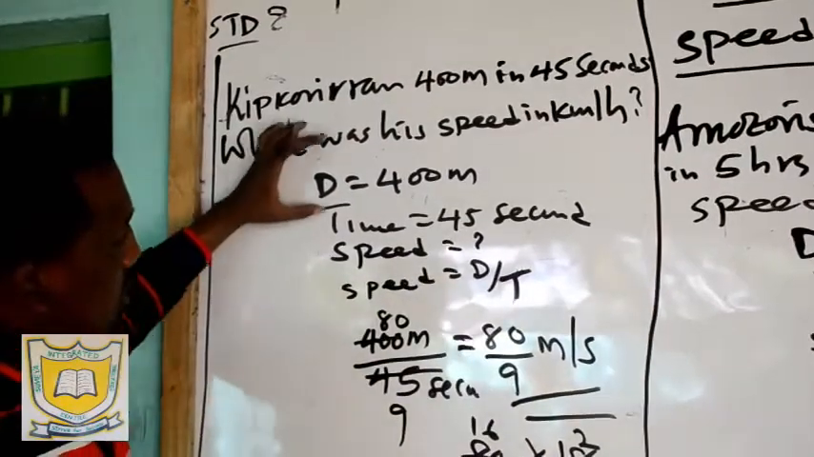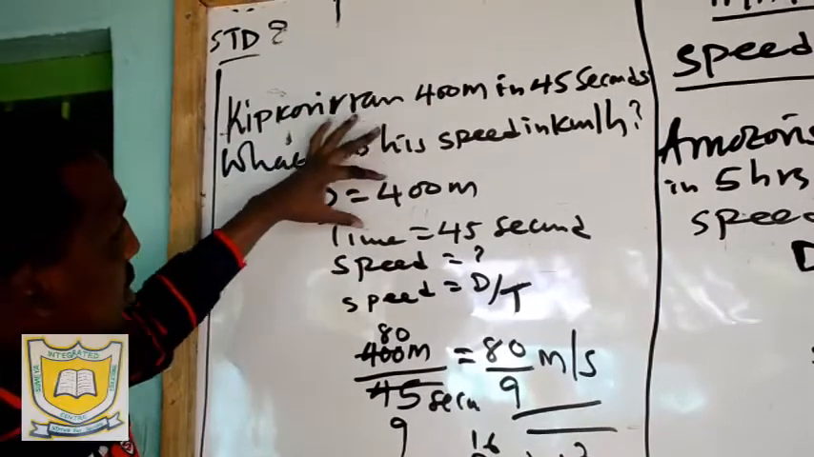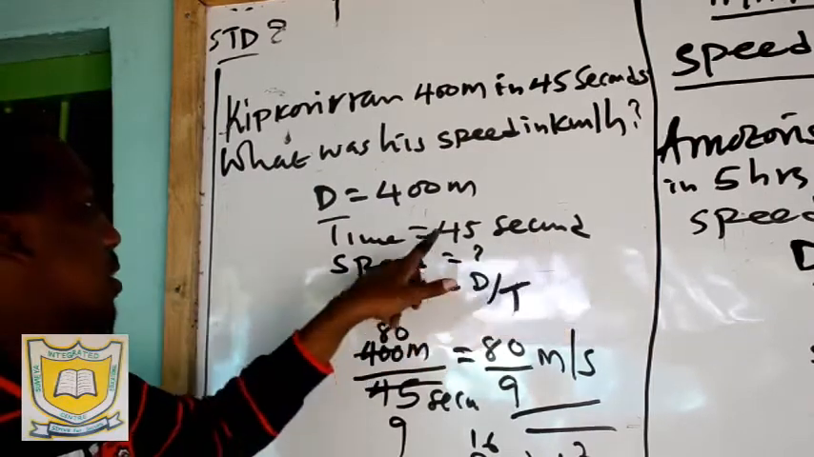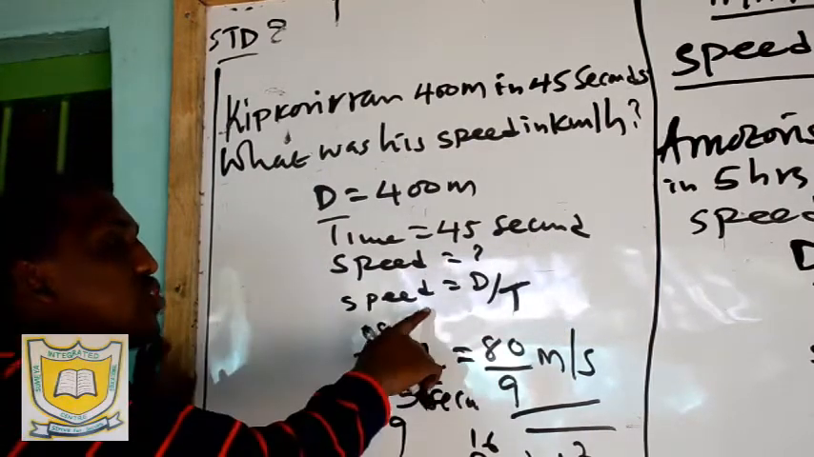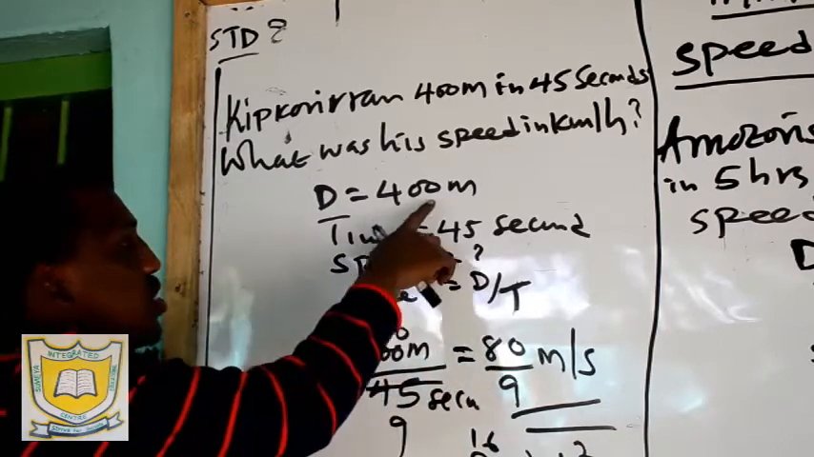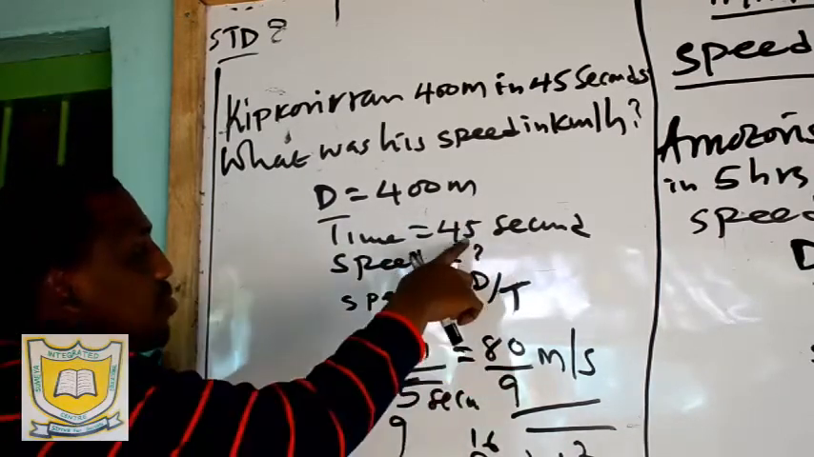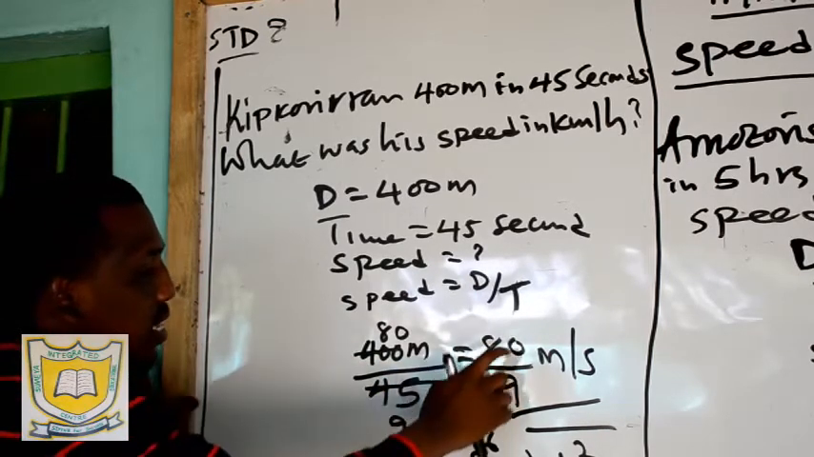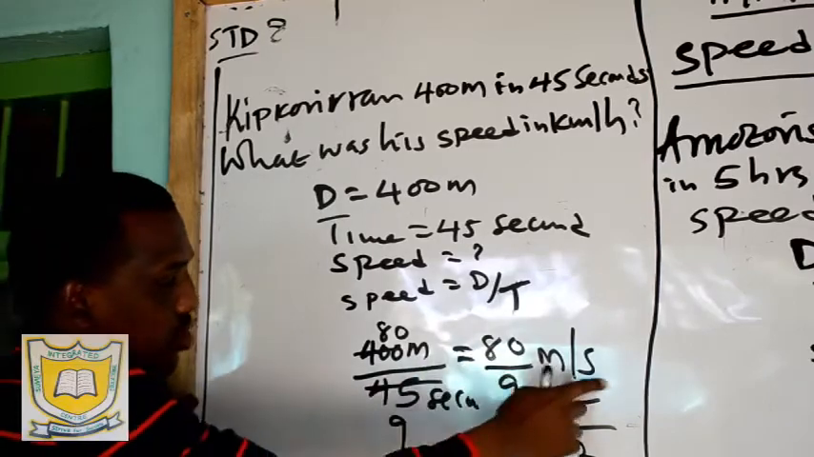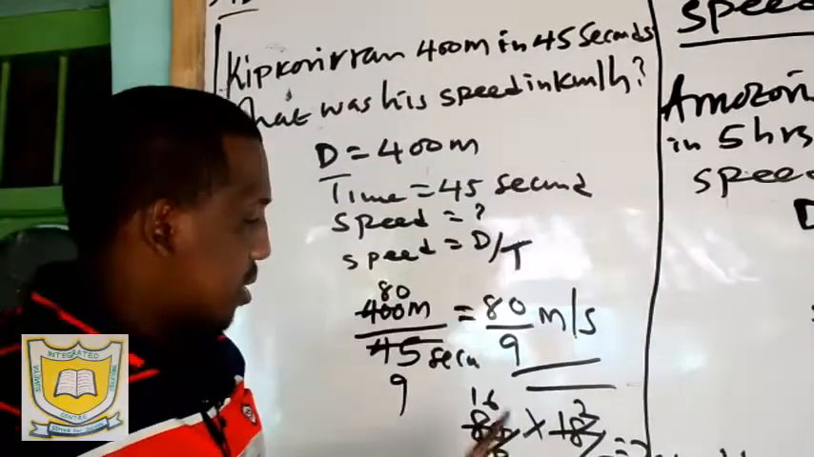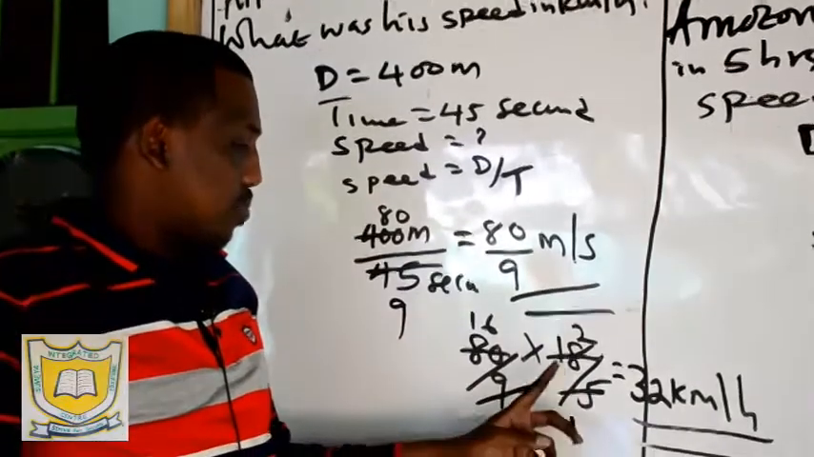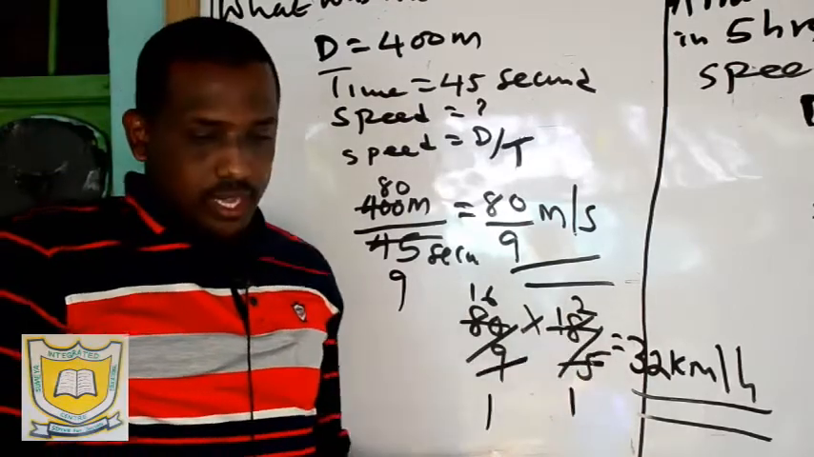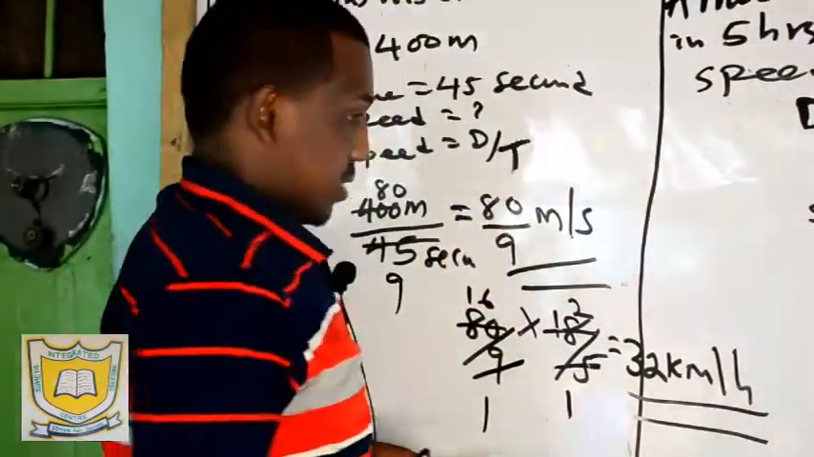Now, the distance Kipkorir covered was 400 meters. The time taken, 45 seconds. Speed, we don't know. Speed is equal to distance over time taken. Distance, which is in meters always or in kilometers, 400 over 45 seconds. So by 5, 9 and 80. So you get 80 over 9 meters per second. You are told to change into kilometers per hour, times our formula 18 over 5. By 5, 16; by 9, 2. 16 times 2, you'll get 32 kilometers per hour. So that is how we find it.